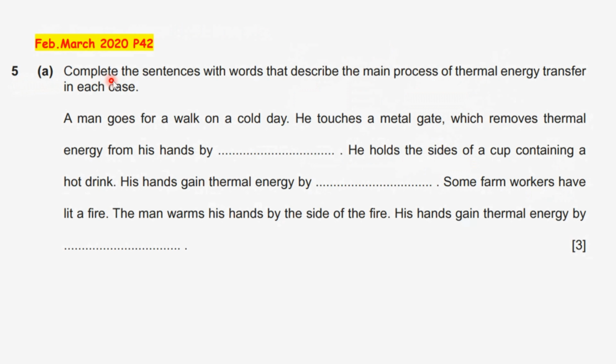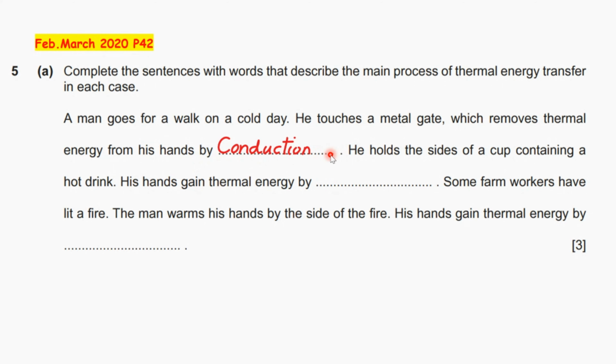Question 5a. Complete the sentences with words that describe the main process of thermal energy transfer in each case. A man goes for a walk on a cold day. He touches a metal gate, which moves the thermal energy from his hands by... So now if you touch any metal or any solid object, and the two objects are in contact or touching each other, there is only one process to transfer heat energy, which is by conduction.